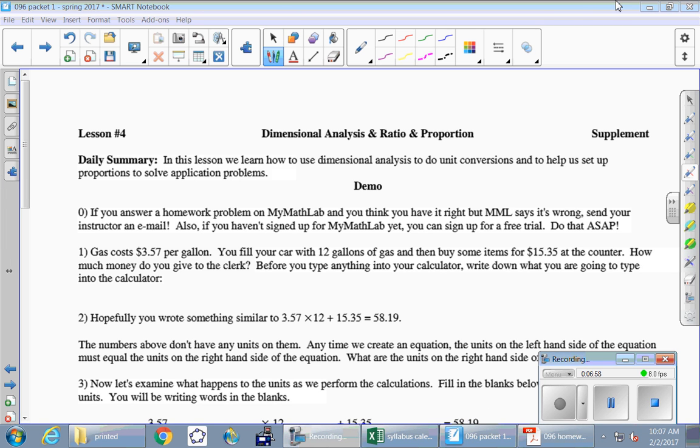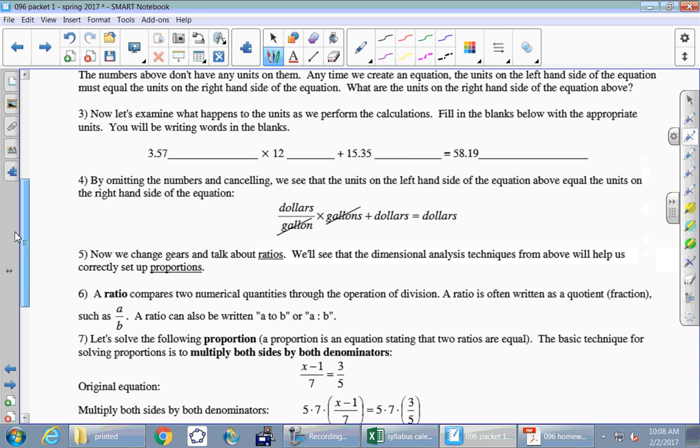Okay, so hopefully we wrote something like this: $3.57 times 12 plus 15.35 equals, and then you get whatever you get. It happens to be 58.19 in this case. So we just multiply and add, and it's all reasonable. But let's think about the units that are involved in this calculation. I'm going to scroll down here, and we're going to fill in the units. These are exactly the same numbers with the same multiplication and addition and equal signs, but we're going to fill in some units. So let's start on the right-hand side and go left.